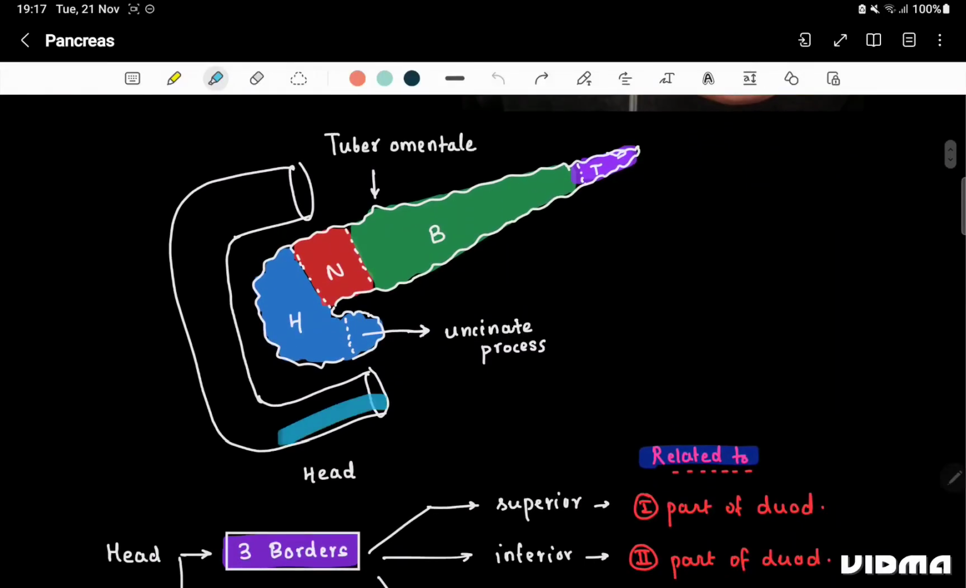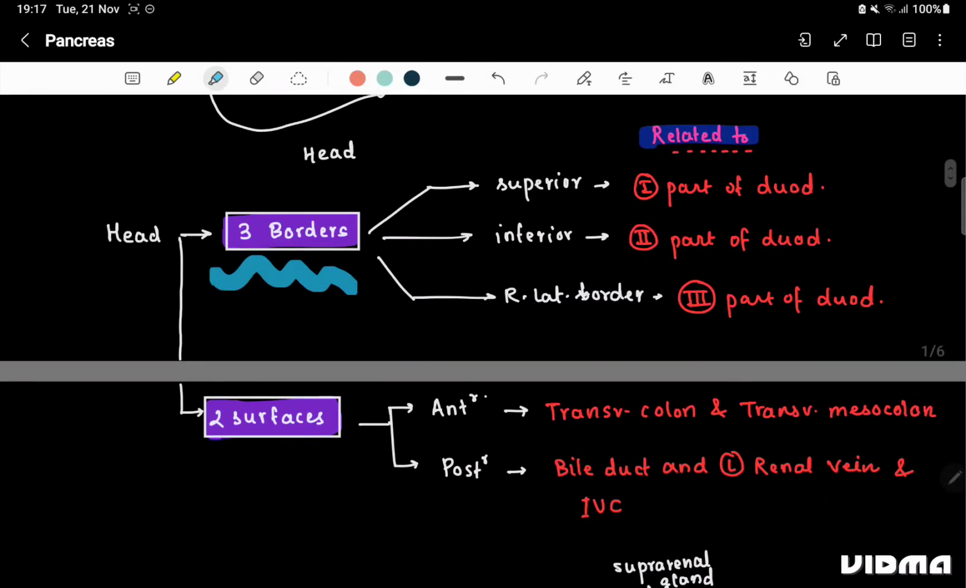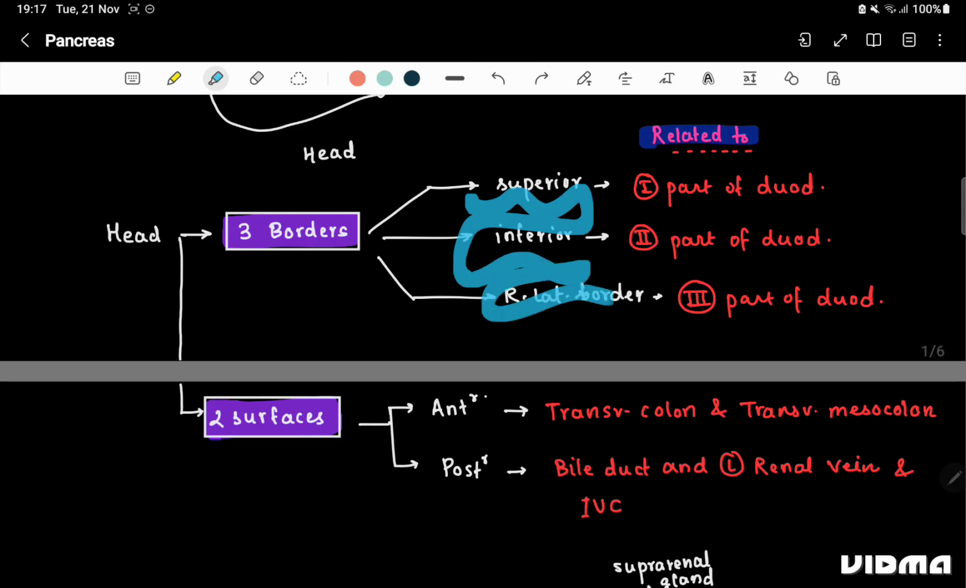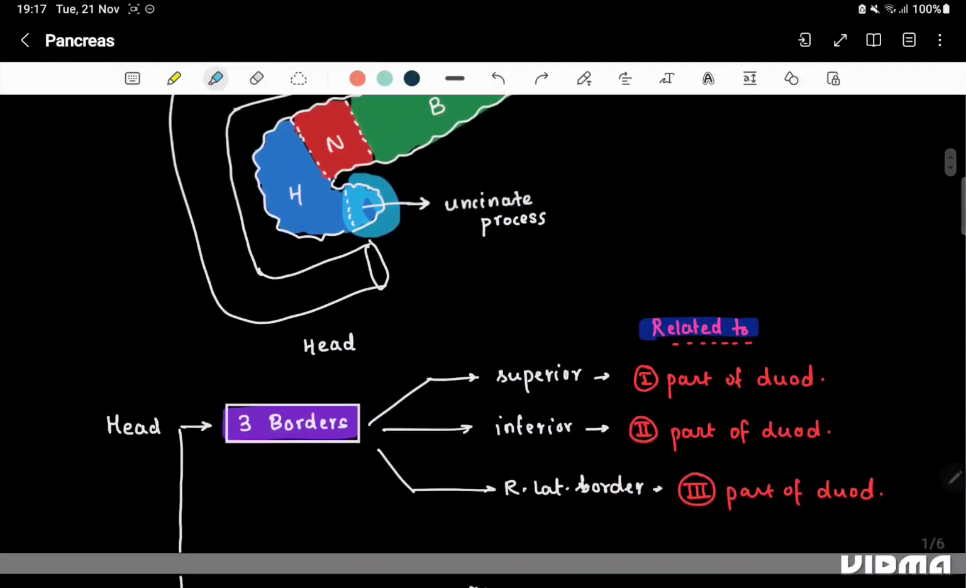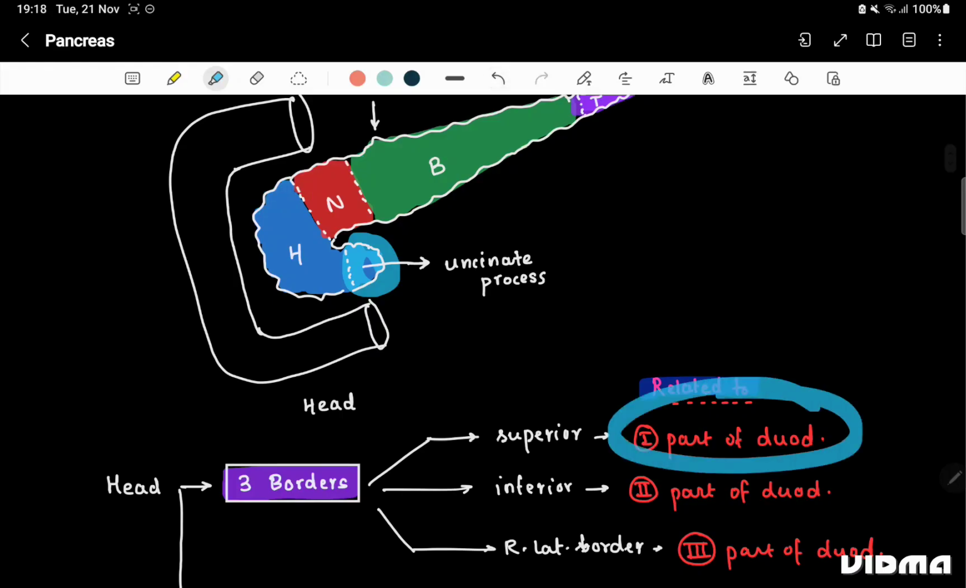Let's discuss the parts. So here is our head, duodenum. Here is our head. This is the uncinate process. This is the neck, and there's a projection here in the body which is called the tuber omentale, and the body is there and the tail is there. This is the tail. So head has three borders: superior border, inferior border, and right lateral border. This is the superior border, which is related to the first part of duodenum.